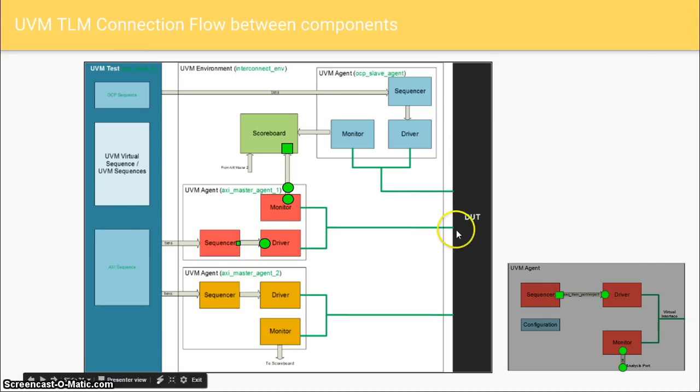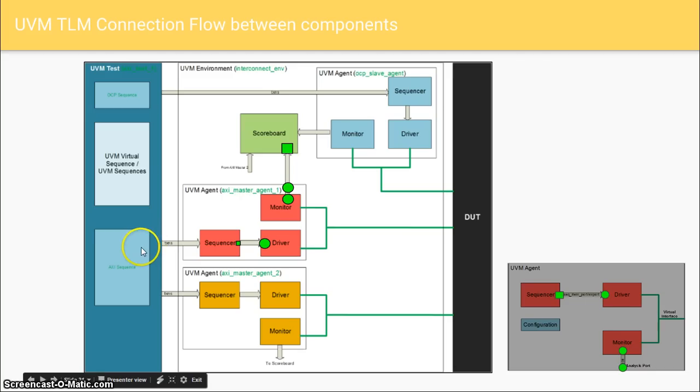from the sequence till the DUT, and the other part is the monitor part, where the interface is monitored and transactions are made, and those transactions should go from the monitor till the scoreboard. So we are going to see how this data flows from the sequence to the DUT and from the DUT to the scoreboard.